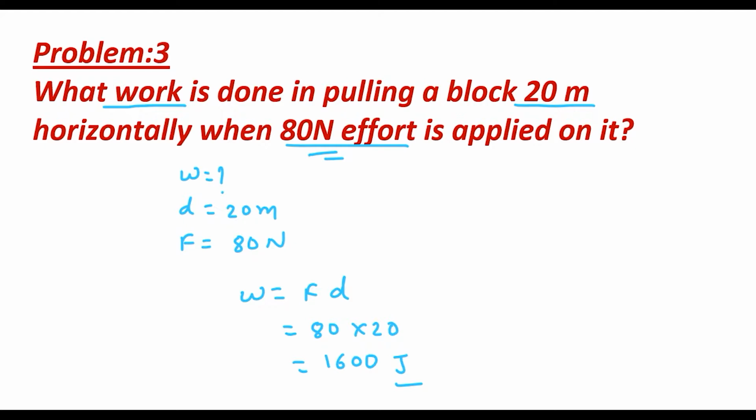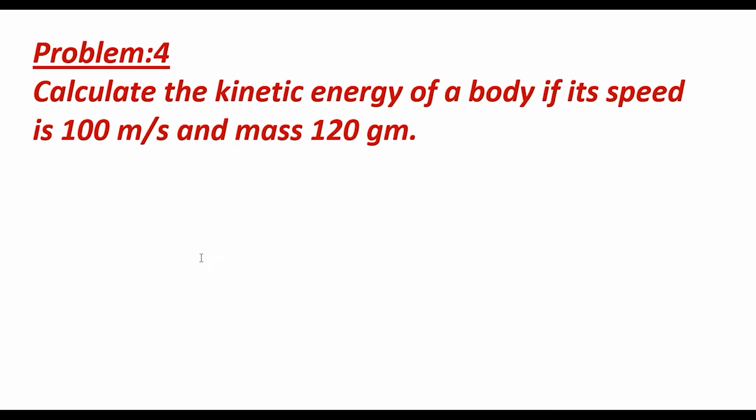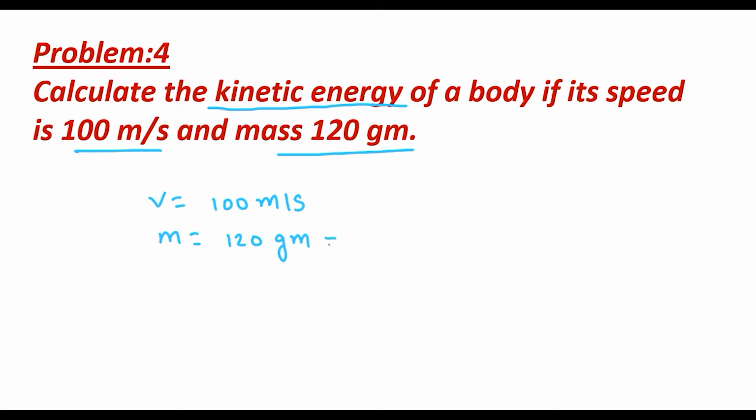Let us look at the next problem, number 4. In this problem, we have to calculate the kinetic energy of the body if its speed and mass are given. First of all, write the given: speed v is given as 100 meter per second. Mass is given as 120 gram. So we have to change the mass.